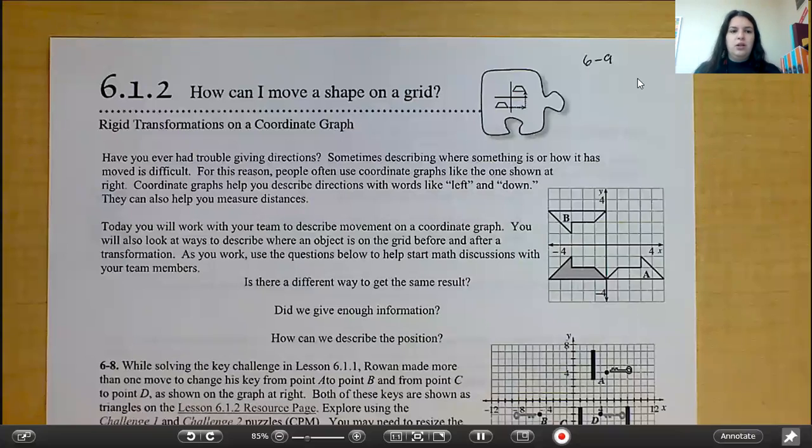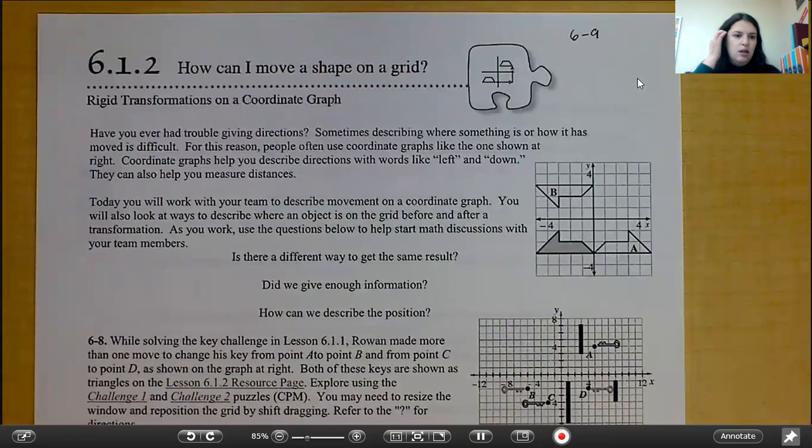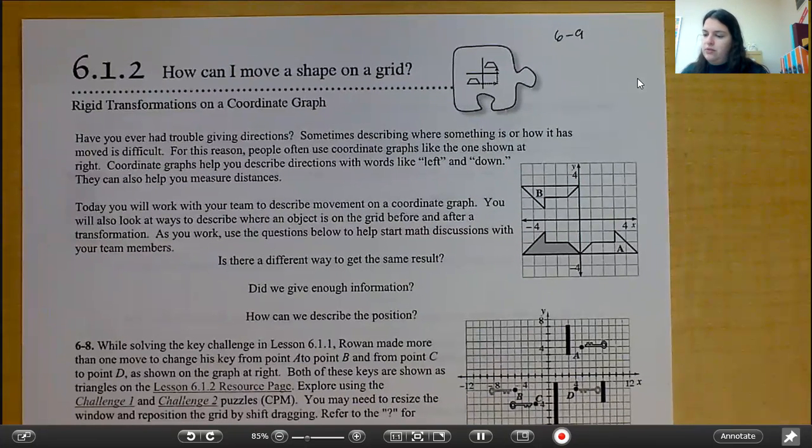Okay, hi everyone. I am here with your 6-12 lesson, How Can I Move a Shape on a Grid? Rigid transformations on a coordinate plane. Have you ever had trouble giving directions? Sometimes describing where something is or how it has moved is difficult.